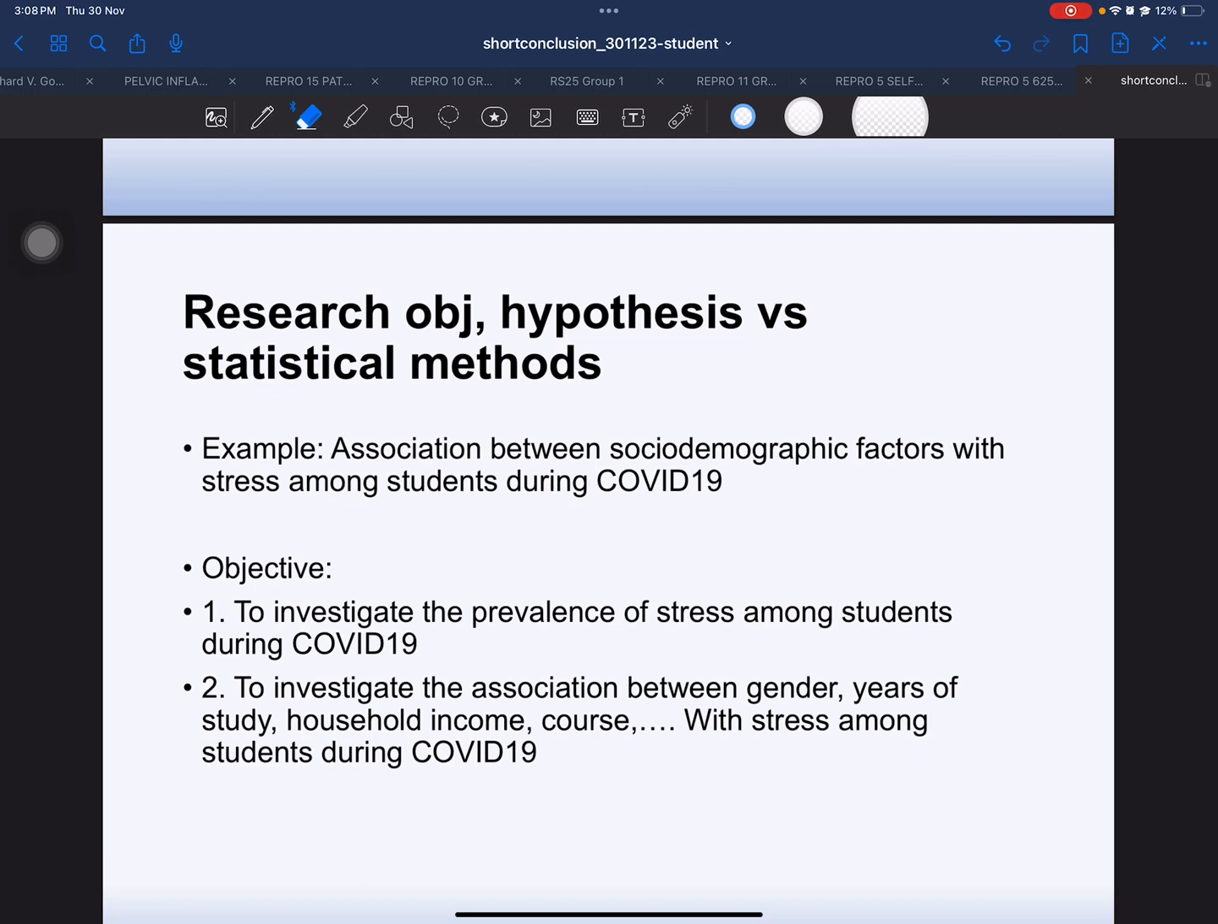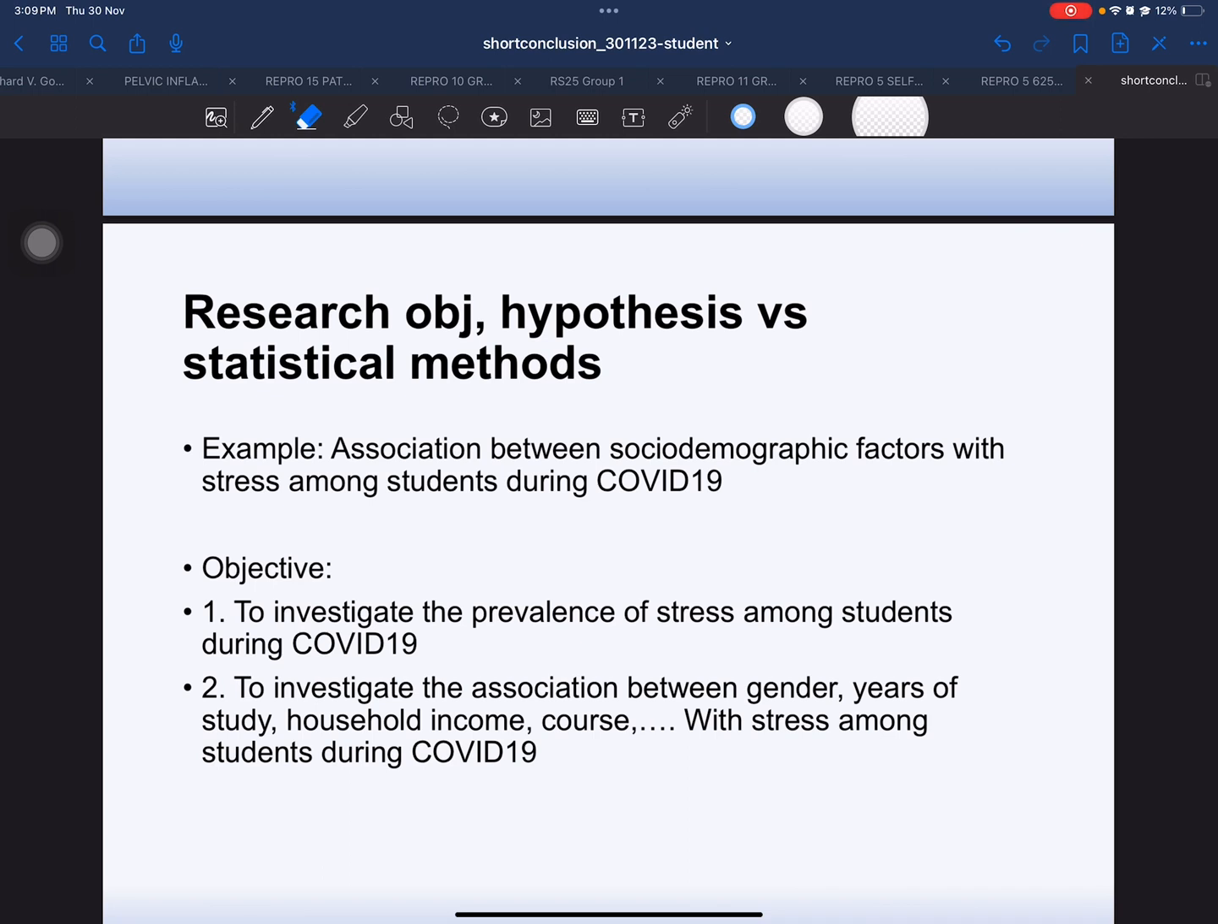Okay, everyone is so quiet. Descriptive or inferential for objective 1? Just report the prevalence of stress. How many percent of the students are stressed? Why?